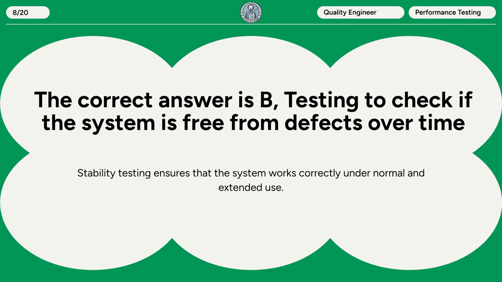The correct answer is B. Testing to check if the system is free from defects over time. Stability testing ensures that the system works correctly under normal and extended use.